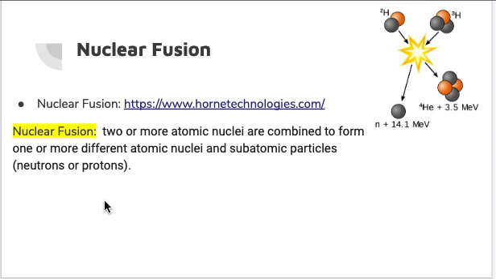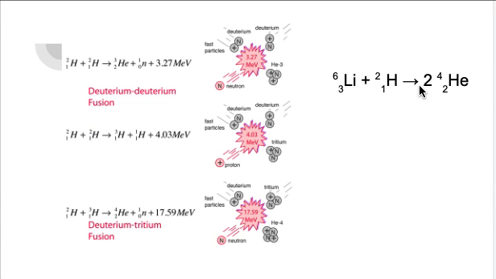For nuclear fusion, let's do a little practice. So fusion again is typically two smaller nuclei fusing or going together to make a larger nucleus or atom and releasing energy. Here are a few examples to talk about nuclear fusion.